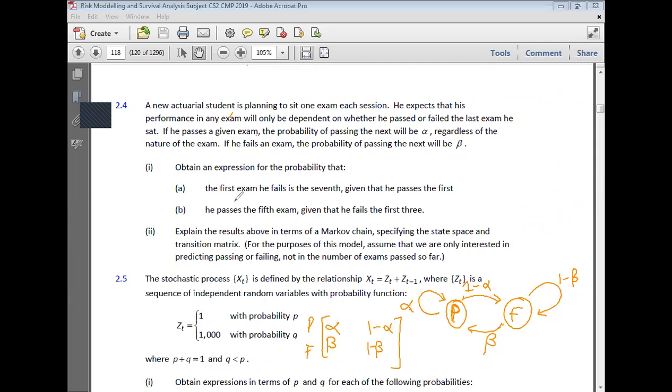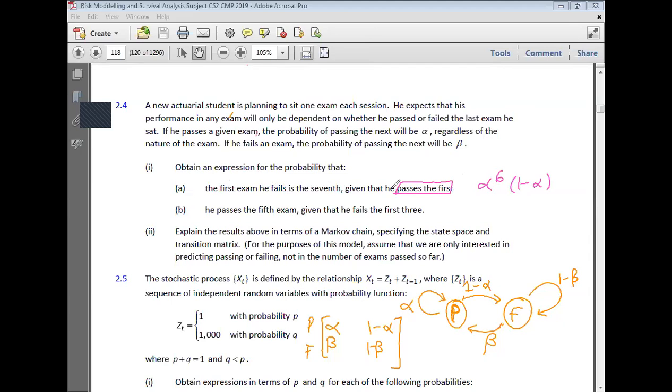So for the first A part, will it be something like alpha raised to 6 into 1 minus alpha? Okay, you say alpha raised to 6 into 1 minus alpha. So what is the question trying to ask us? We want to figure out the probability that the first exam he fails is the 7th exam, given that he passes the first exam. So we are given that the very first exam that this guy took, he passed it.